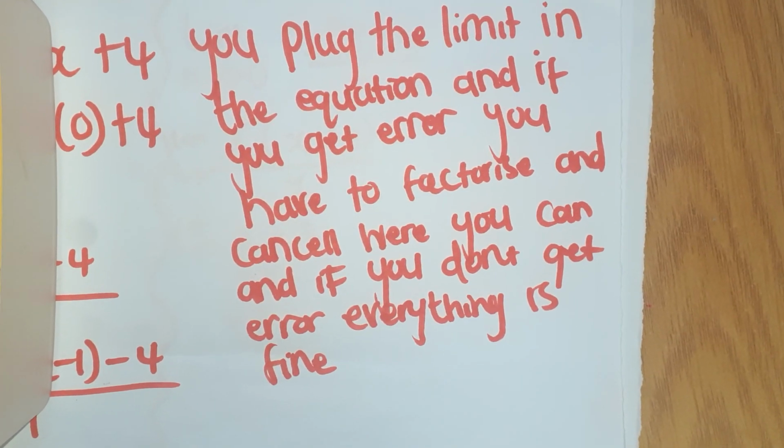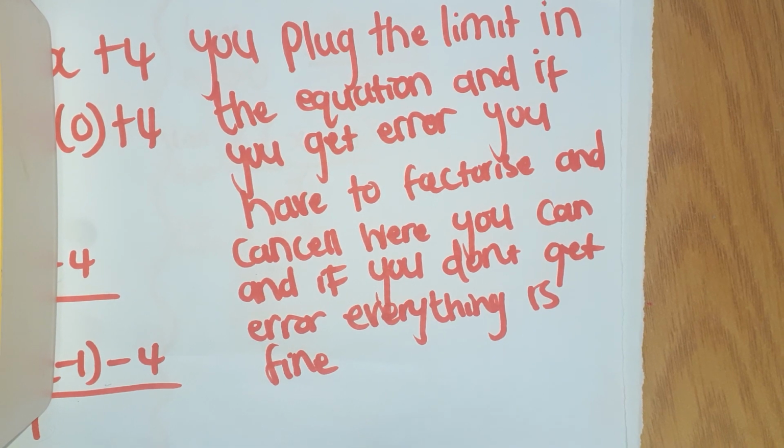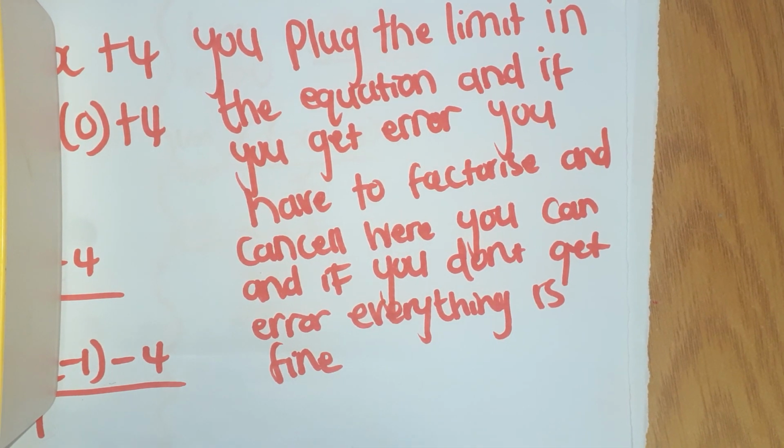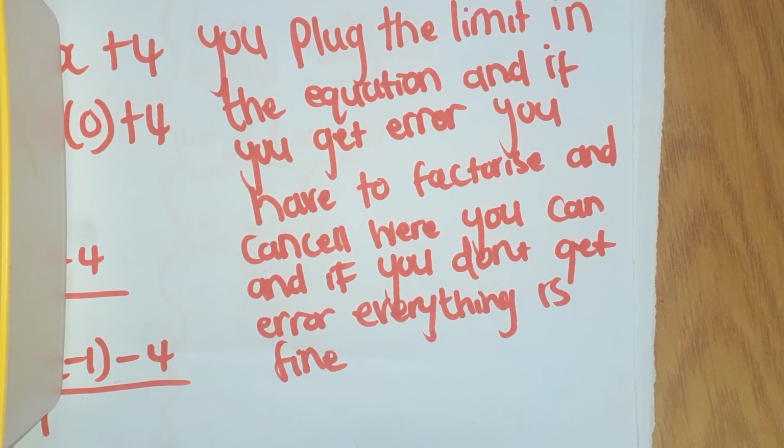So this is important information. Plug the limit in the equation, and if you get error, you have to factorize and cancel where you can. And if you don't get error, everything is fine. That's what we've just said, right?